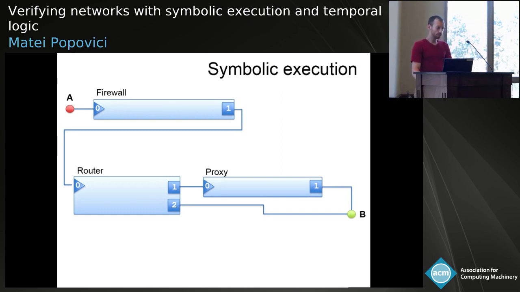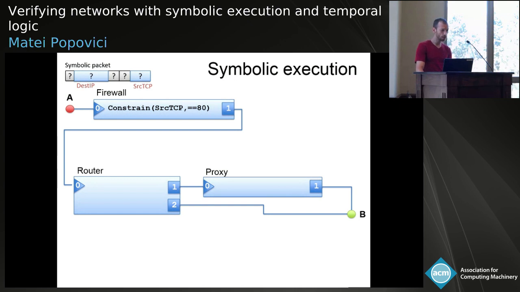Now, the input of symbolic execution is a symbolic packet. Such a packet contains symbolic header fields, that is, fields which can have any possible value within their range. So assume that this firewall will only allow traffic from the source TCP port 80. When symbolically executing this code, we will see at the output a symbolic packet with the appropriate constraint added to the source TCP field. And further on, this symbolic packet will be forwarded to the input port of the router.